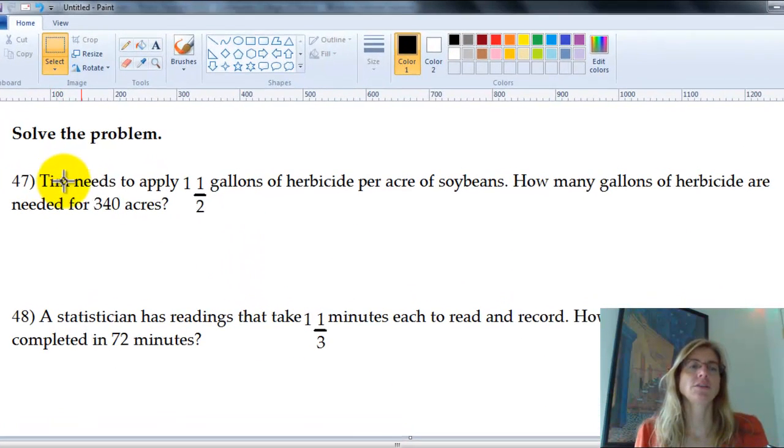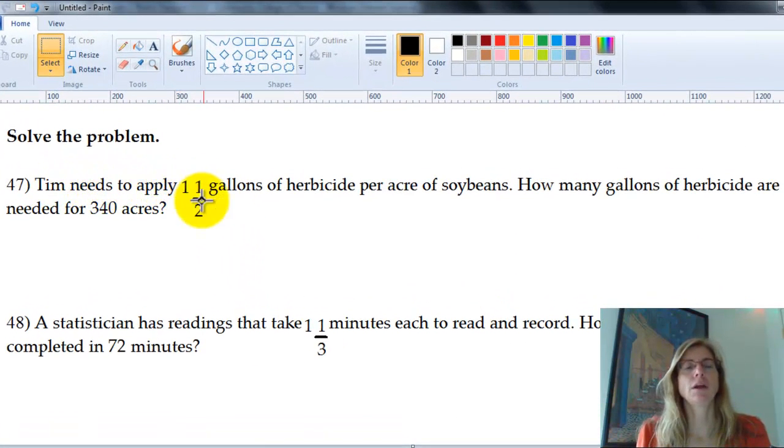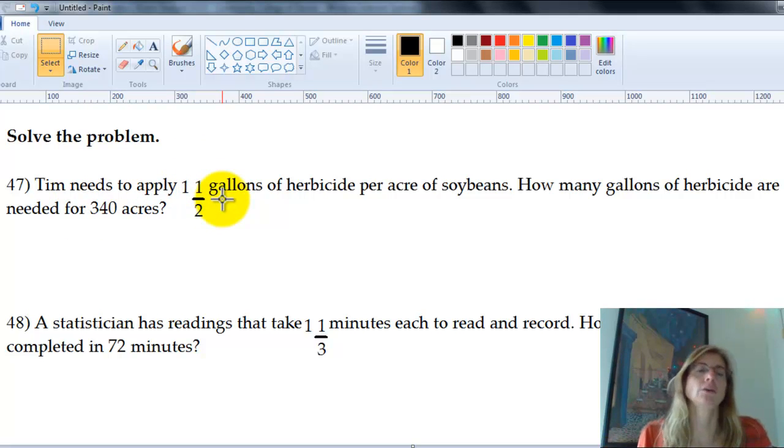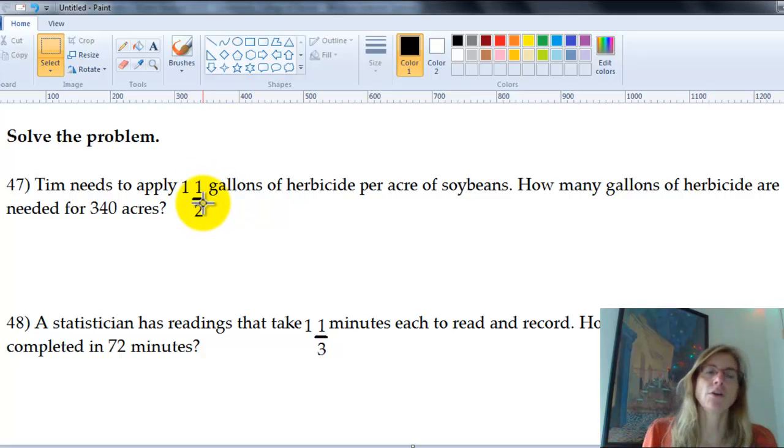So number 47, Tim needs to apply 1.5 gallons of herbicides per acre of soybean. How many gallons of herbicide are needed for 340 acres? Well, if 1.5 gallons is used for 1 acre, if you multiply 1.5 gallons times all the acres, then you'll know how much total gallons you're going to use.